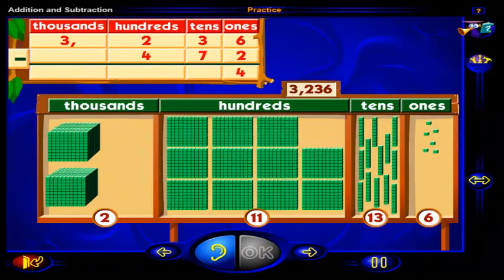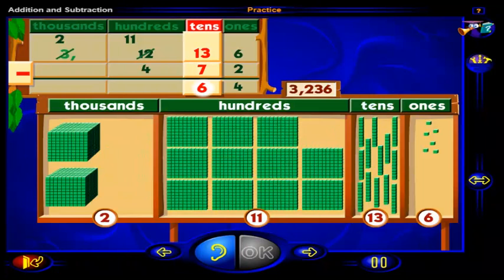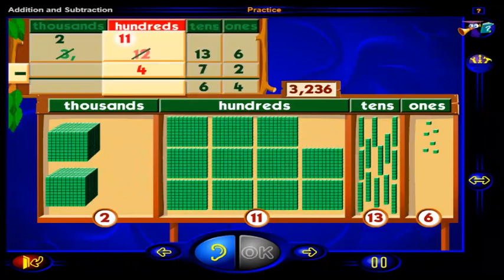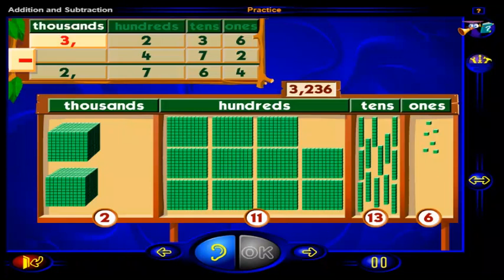Regrouping these numbers in the same way, we can now subtract in each place. 13 tens minus 7 tens is 6 tens. And in the hundreds place, 11 minus 4 is 7. 2 thousands minus 0 thousands is 2 thousands. So the difference between 3,236 and 472 is 2,764.